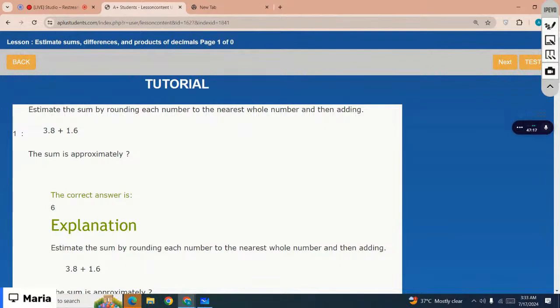Okay, let's just start with the first example, that is estimate the sum by rounding each number to the nearest whole number and then add. So first you need to round them off and then you have to add.